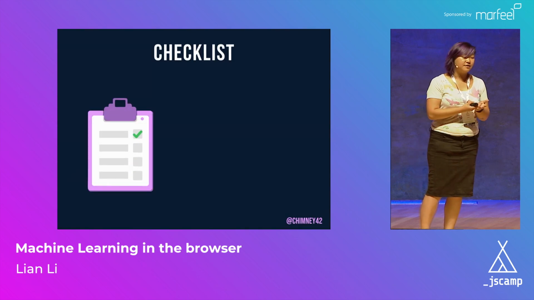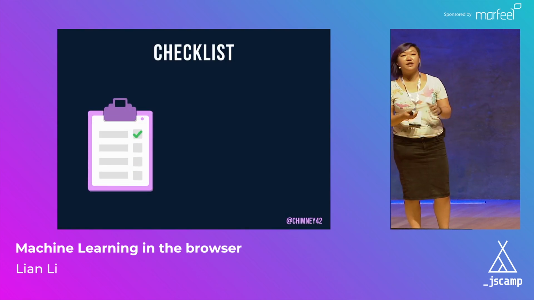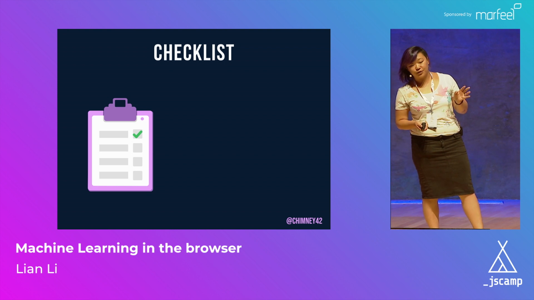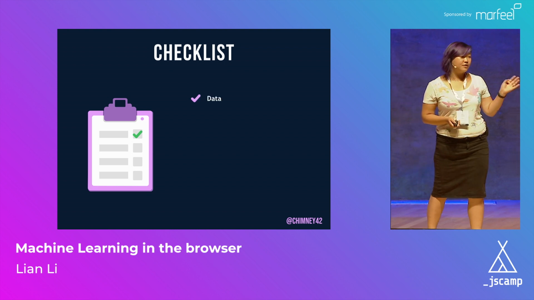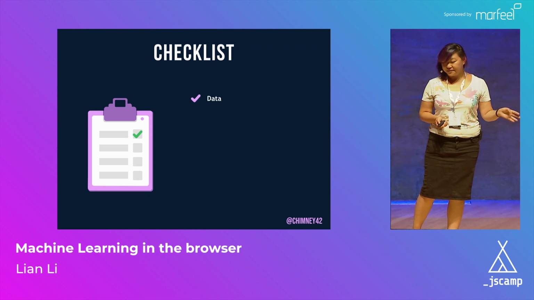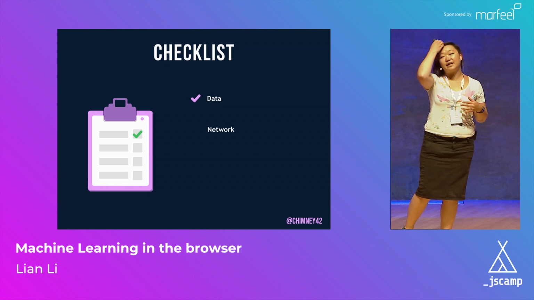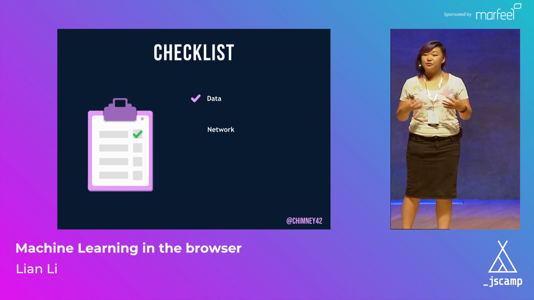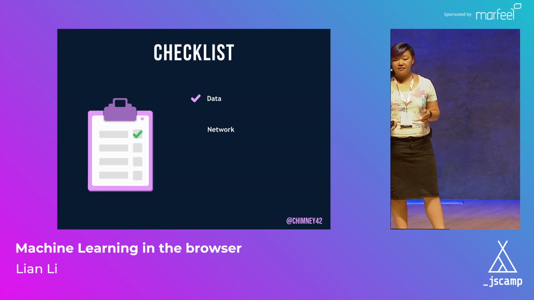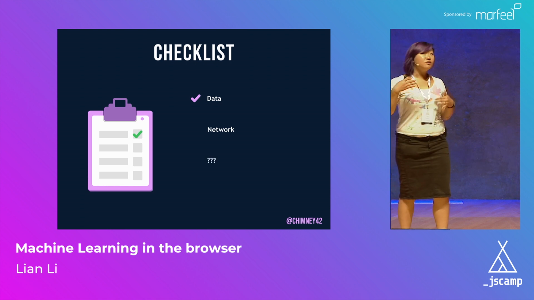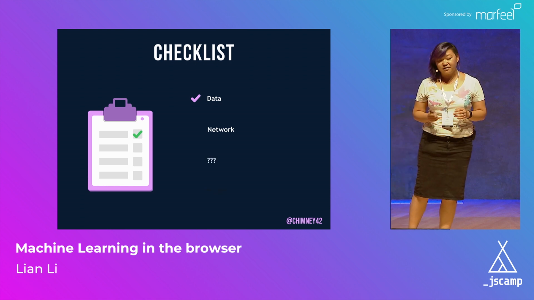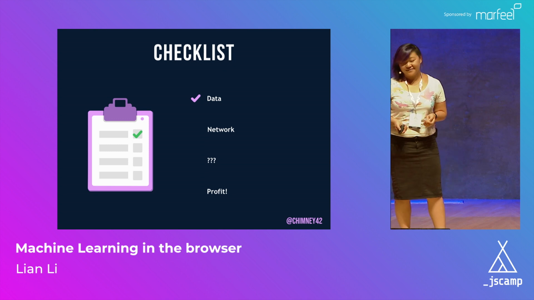Right, so I created this checklist for us so we know if we're on track and what we need to do. So first we have to create some data. That's what we just did. Then we have to create this network, right? The network that gives us the prediction. Then we need to do something or other, and then, profit.